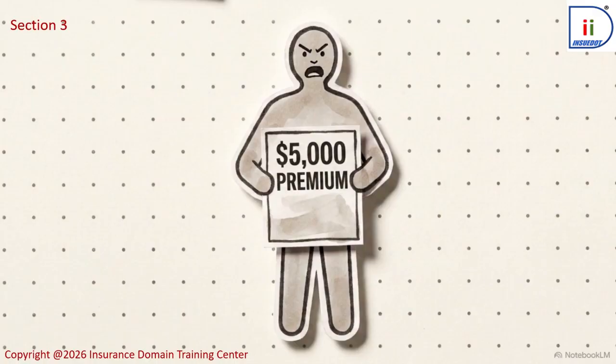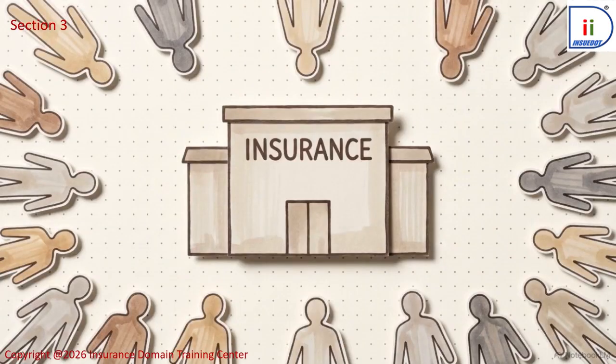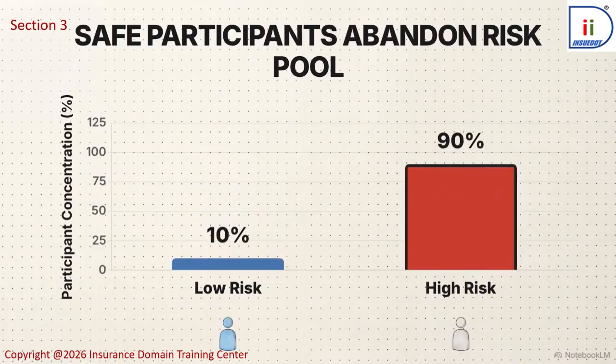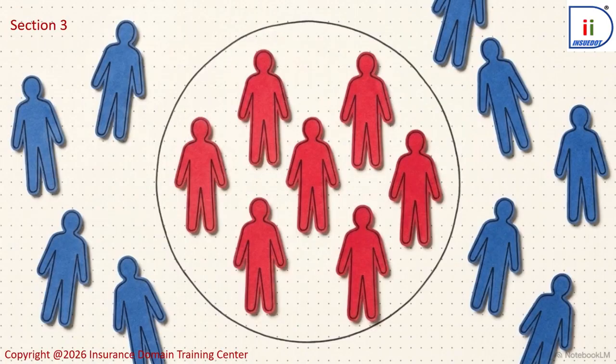It makes no mathematical sense for a safe, low-risk property to share the financial burden of a highly hazardous one. This creates an immediate reaction in the insurance market. People who are less likely to suffer a loss will not want to subsidize those with much higher risks. They will simply leave the insurance pool.